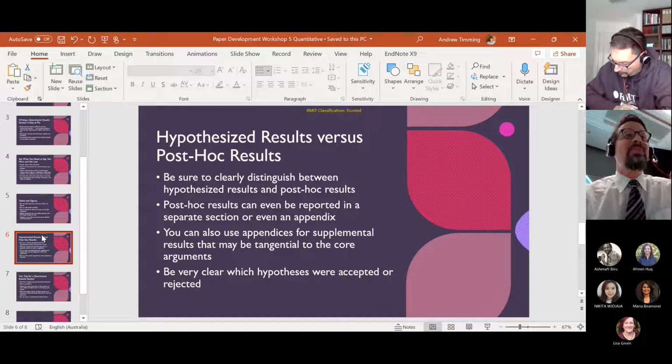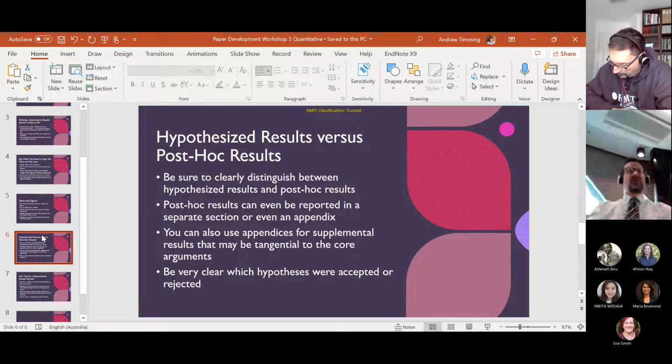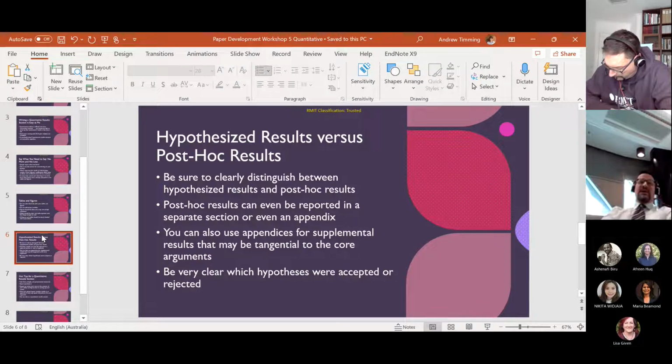So your results section in a quantitative piece should include, where relevant, both your hypothesized results, which are the results that you hypothesize based on your review of the literature and your theoretical insights, as well as any post hoc results. Post hoc results would be results that weren't hypothesized, but maybe emerged as important relationships during the course of your analysis. And where you do post hoc results, it's important that you distinguish clearly in your paper between your hypothesized results and your post hoc results.